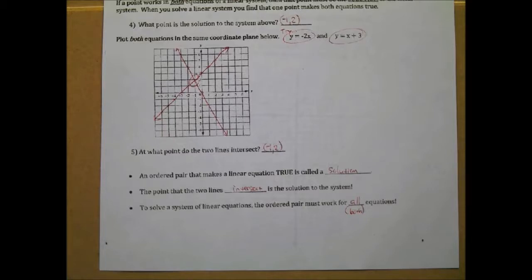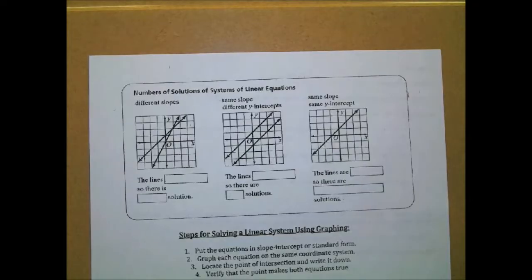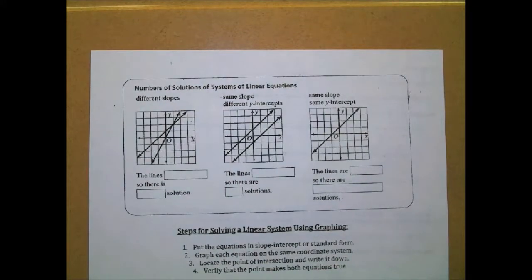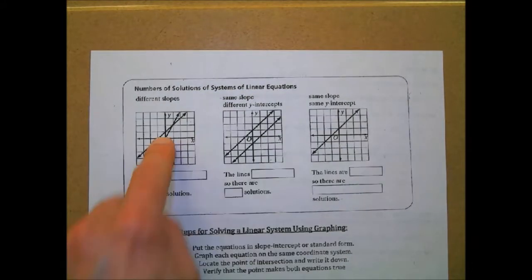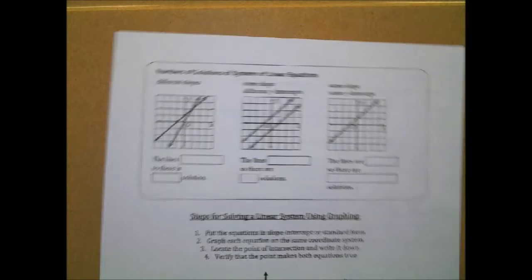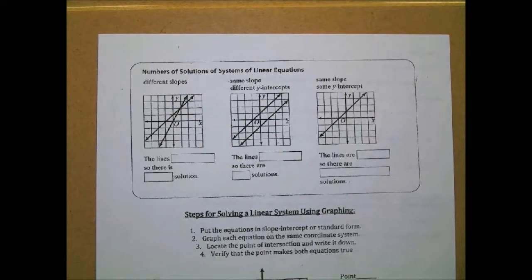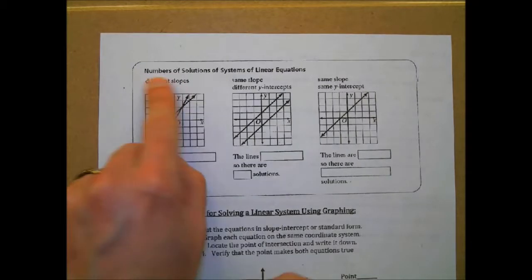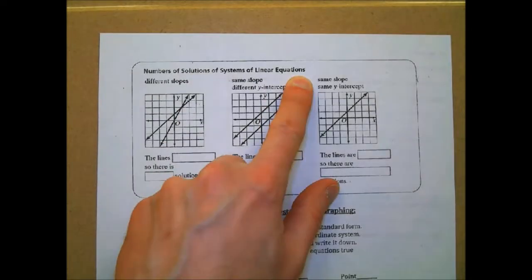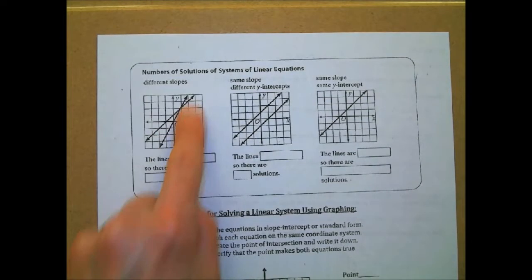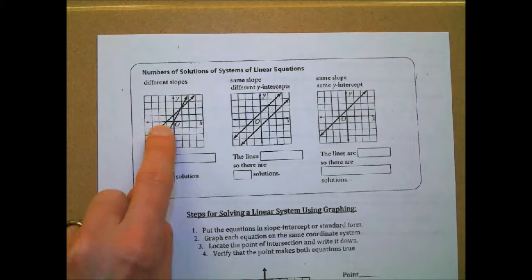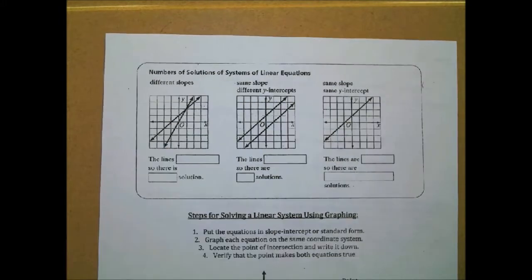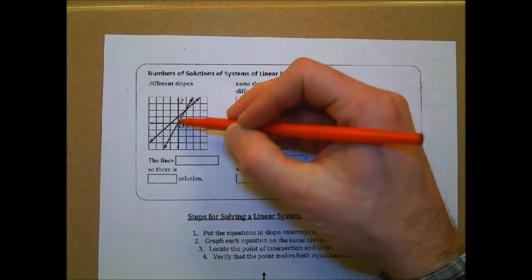All right, let's flip over to the back. We're going to fill in these blanks here, and I'm going to get you started on your assignment. Let's just look at these 3 different scenarios that we just talked about on the last paper too. Same kind of idea. We have a different number of solutions for the systems of linear equations. Here you can see we have different slopes, right? Different slopes for these lines. This one's going up 1, right 1. This one's going like up 2, right 1, up 2, right 1 kind of thing.